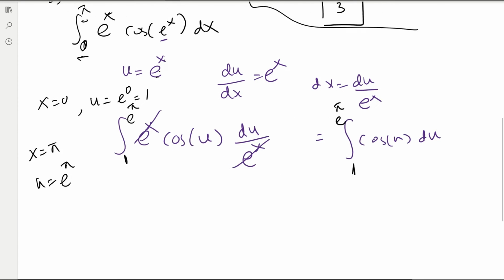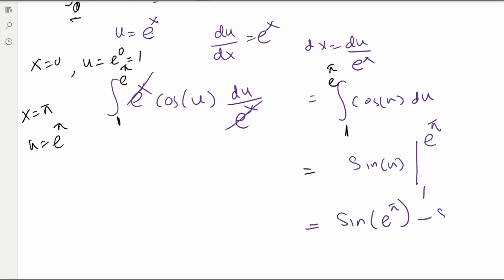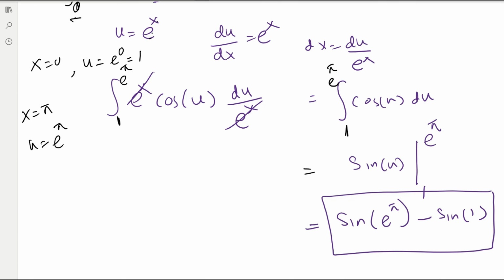Okay, right. So then let's integrate. If you integrate cosine u, you're going to get sine u. Okay, and you are evaluating this from 1 to e to the pi. So now you substitute e to the pi for u, so sine of e to the pi, minus, substitute 1 for u, sine 1. And this is the answer. There's no plus c because this is a definite integral. Okay, and the solution feels a little bit weird, but it is what it is.